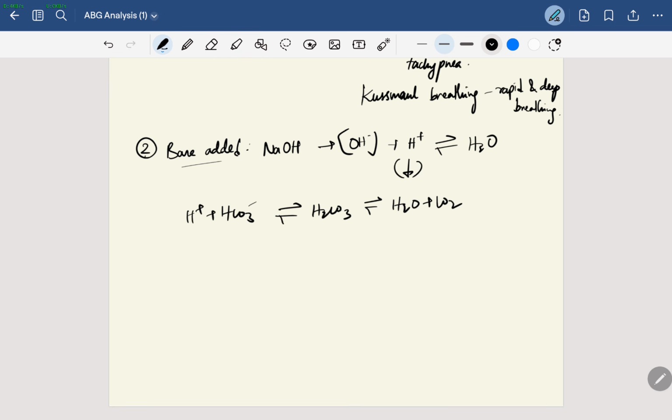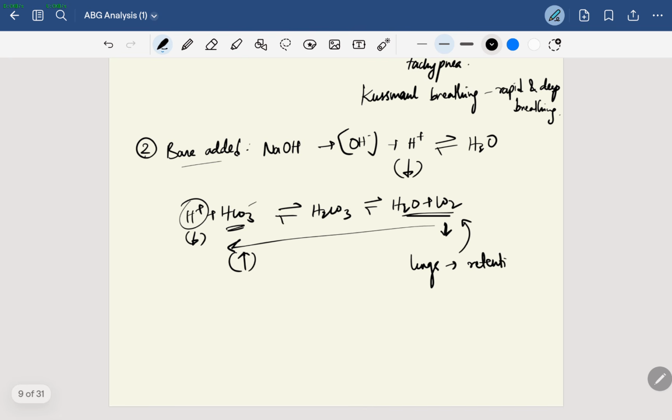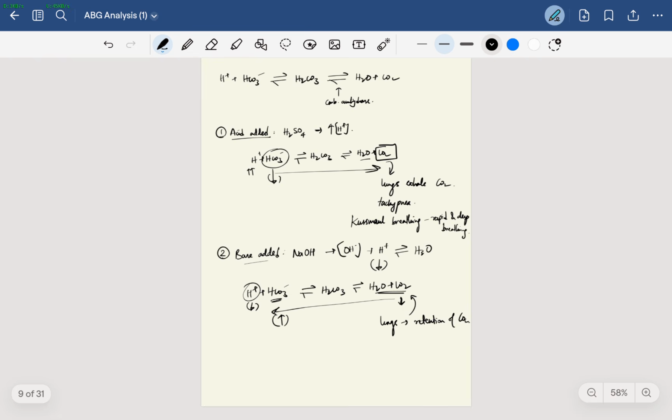So since the body needs to generate protons which are reduced, the reaction has to take place in the backward direction. So now carbon dioxide and water are actually substrates, and the end products are bicarb and protons. So the bicarb is going to be increased, whereas the carbon dioxide is now being depleted. Now, since carbon dioxide is a substrate, it needs to be provided again by the lungs, this time by retention of carbon dioxide. So, in this way, the lungs aid the bicarb buffer system in maintaining acid base balance.